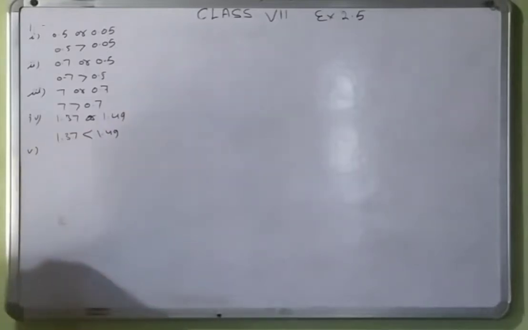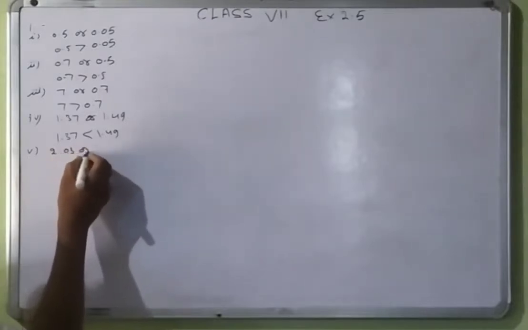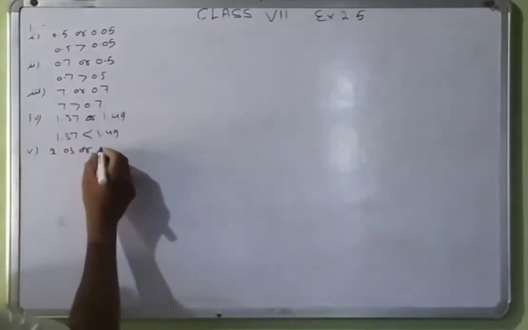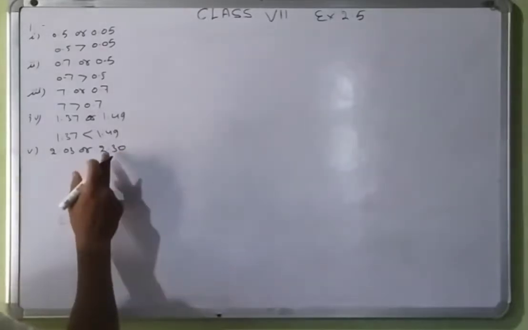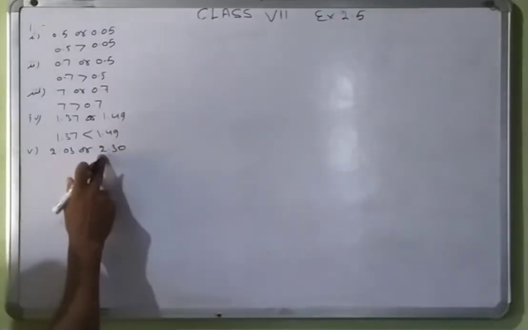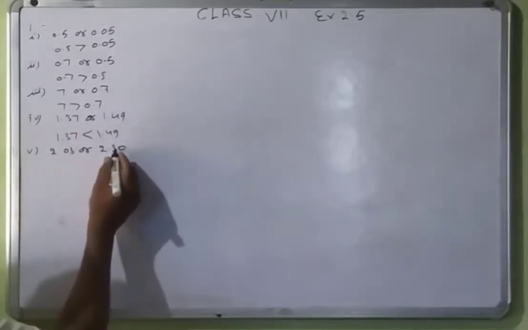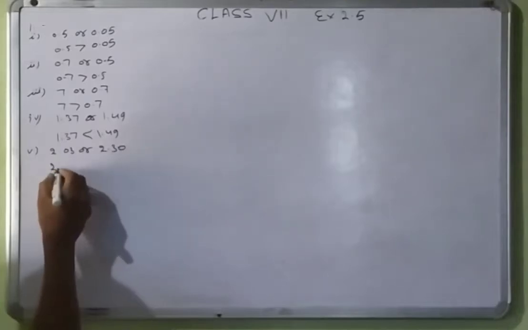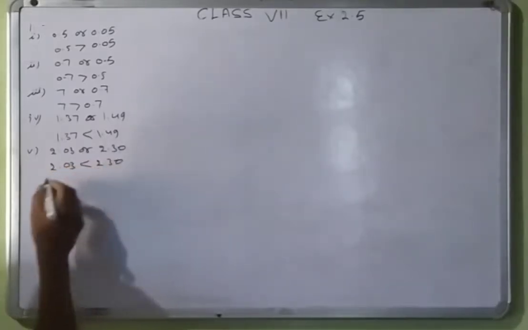Fifth part, 2.03 or 2.30. Obviously you are looking, before the decimal is the same. After the decimal, the first digit is 0 here and the first digit is 3 here, so that is greater. 2.03 is smaller than 2.30.